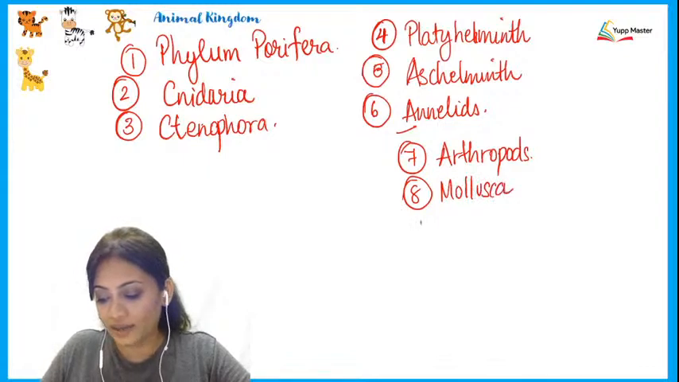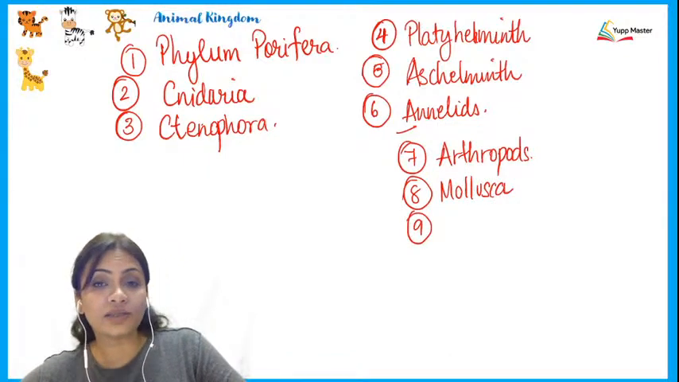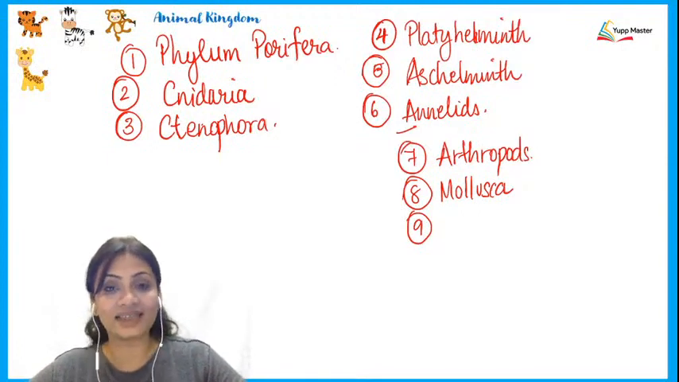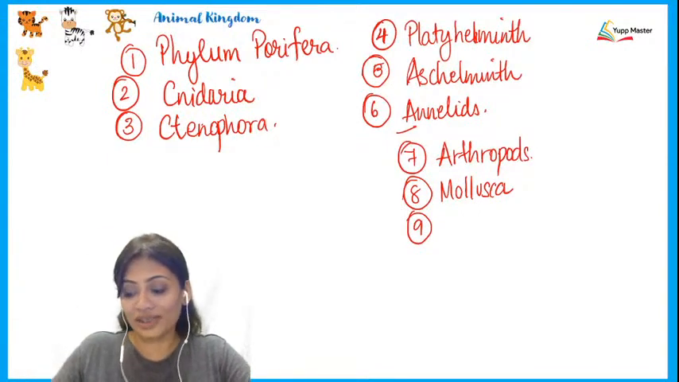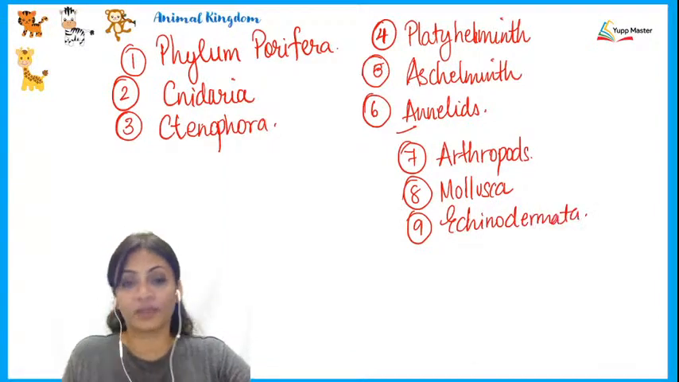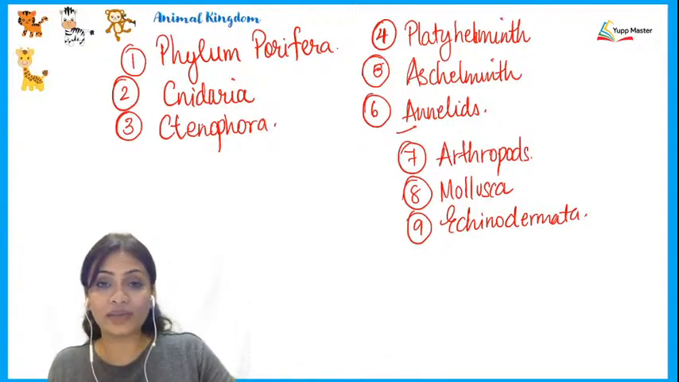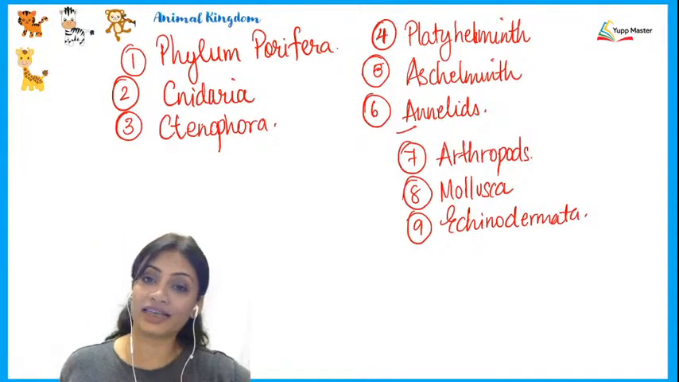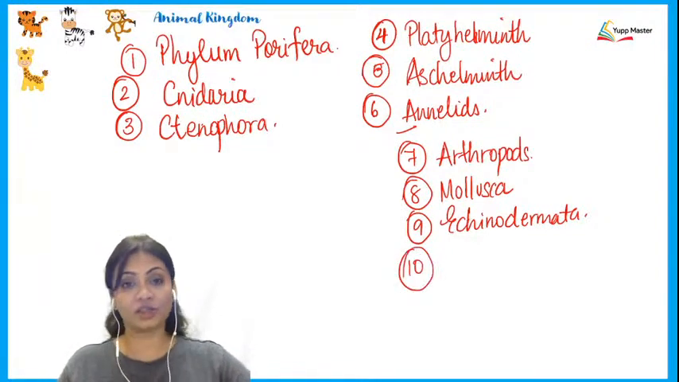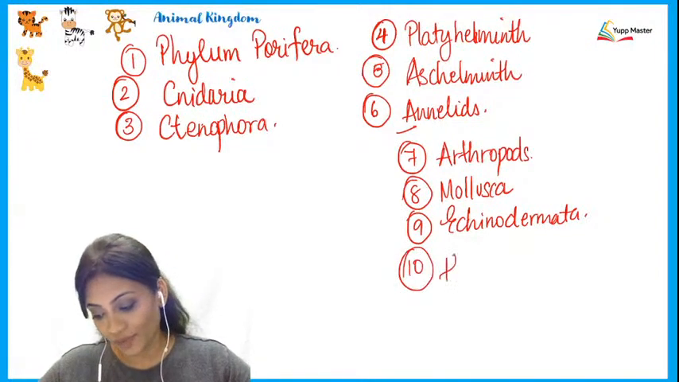After arthropods came the molluscans, Mollusca, and then the animals with the spines on their skin. Spine is echino, and skin is derma. So we call these animals Echinodermata. And we're going to end the whole classification of non-chordates with the ones which have properties of both. That would be the Hemichordata.